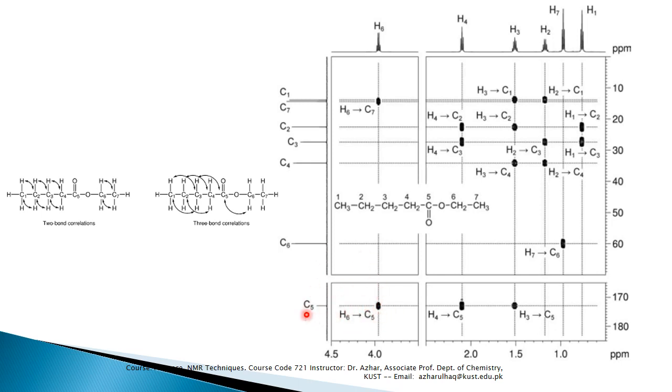The most important cross peak or connectivity in this spectrum is that of H6 with C5, because this links the 2 otherwise separated fragments of the molecule. That is, it links this proton with this carbonyl carbon, through this oxygen bridge.